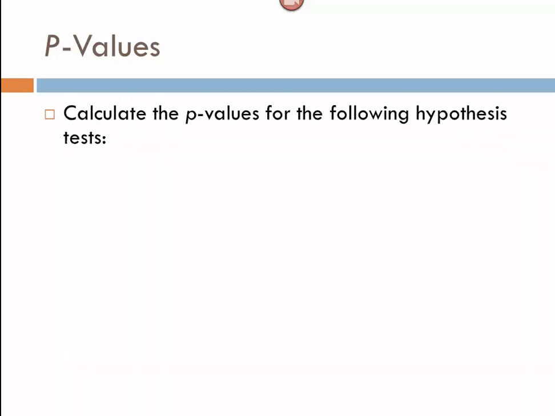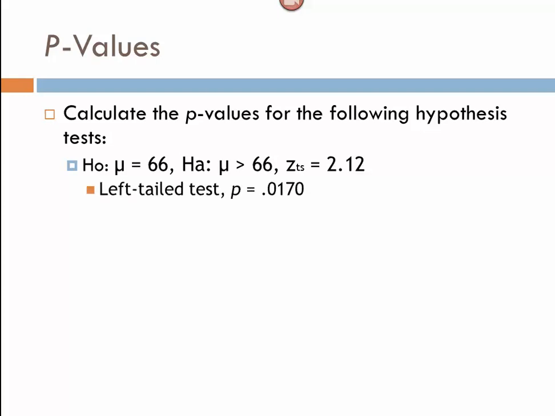Grab your calculators. Let's run a couple more tests. Calculate the p-values for the following hypotheses. We have mu equal to 66. Our alternative is that mu is greater than 66, and my z test statistic value is 2.12. Find the p-value for this problem. This would be a right-tailed test. Sorry for that, it's a typo right there. Because it's a greater than symbol, we are running a right-tailed test. And so the area to the right of 2.12 is 0.0170.